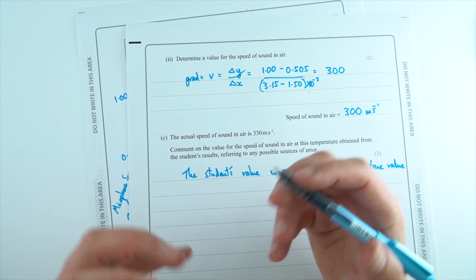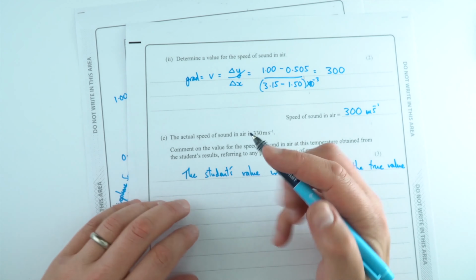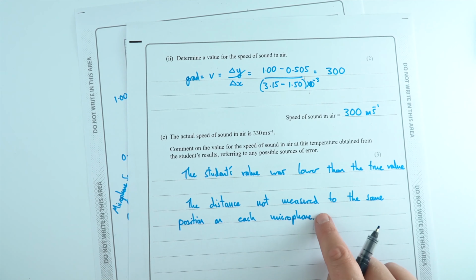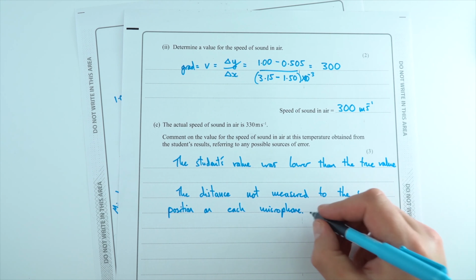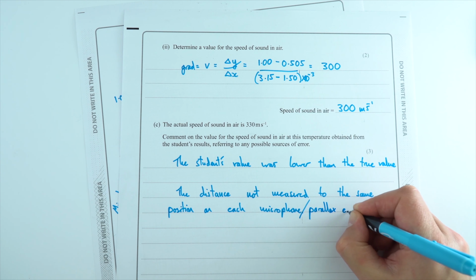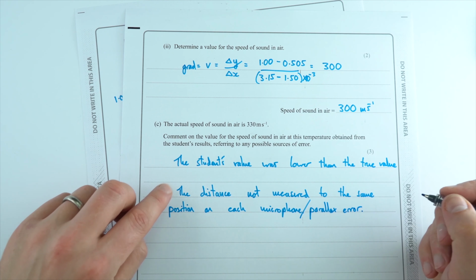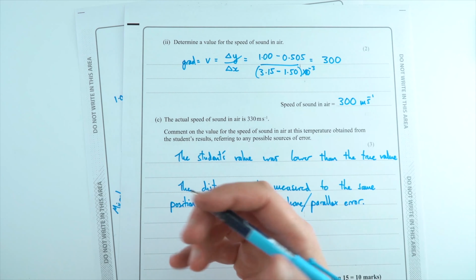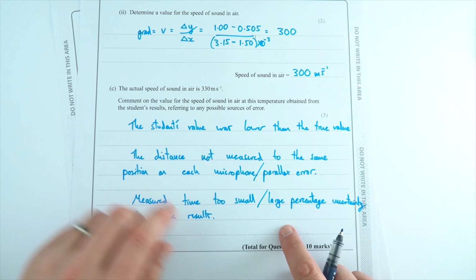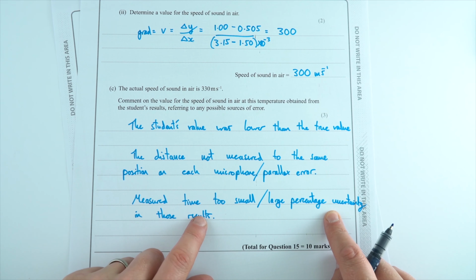So the other thing is about why could that be? Well, it could really be due to the distance measurement or the time measurement. So it might be the distance wasn't measured to the same position on each microphone. There might be perhaps some parallax error. So there might be an error in the measurement of distance. That's something to comment on. The other thing was about maybe the measurement of time. So maybe the measured time is too small, or maybe there was a large percentage uncertainty in those results.